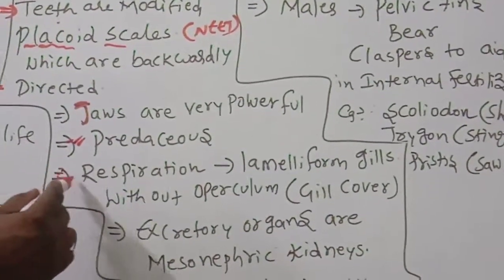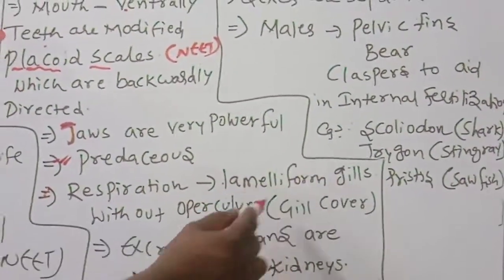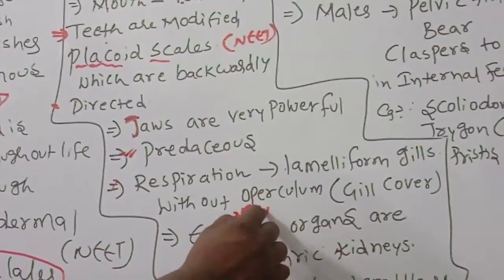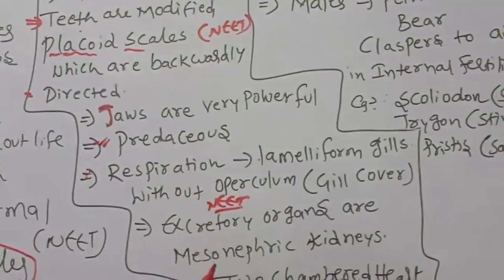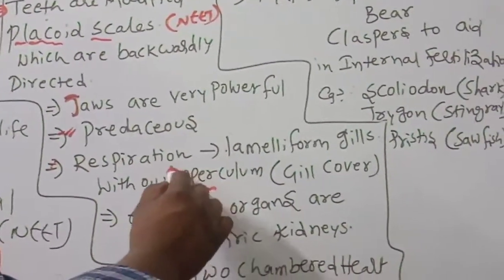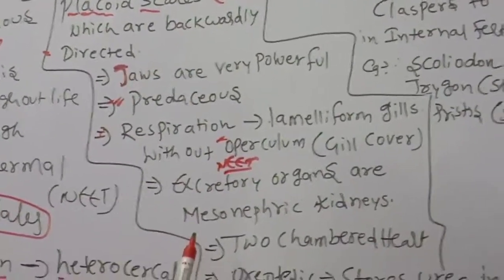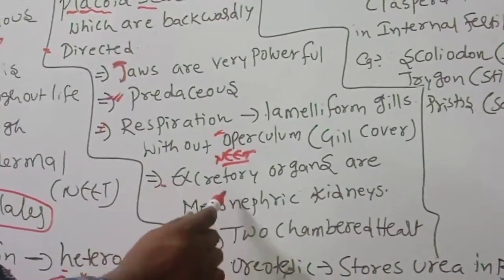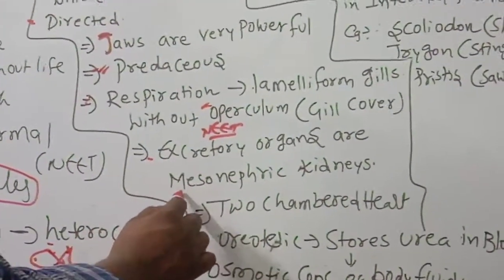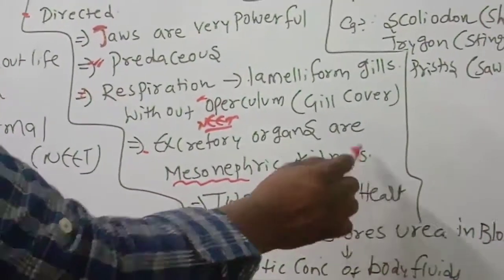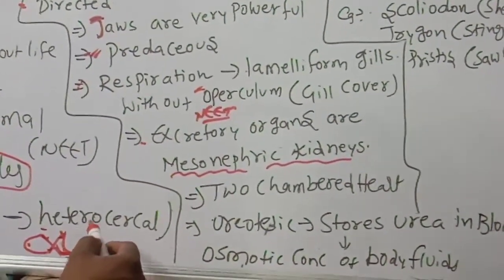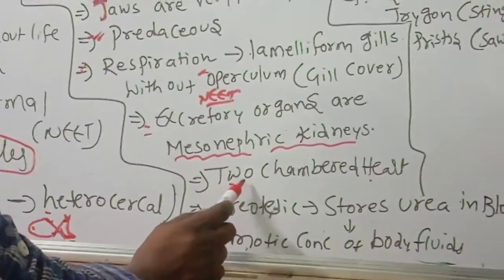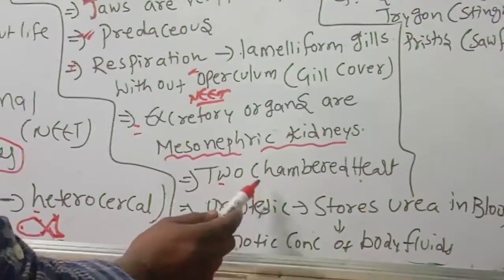Respiration is through lamelliform gills without operculum, so there is no gill covering. This is also a neat bit. Chondrichthyes have gills, but the gills don't have a gill cover. Gill cover is another name for operculum. So which type of fishes don't have operculum? Chondrichthyes. You have to remember this. Excretory organs are mesonephric kidneys of mesodermal origin. They have a two-chambered heart, with one auricle and one ventricle.